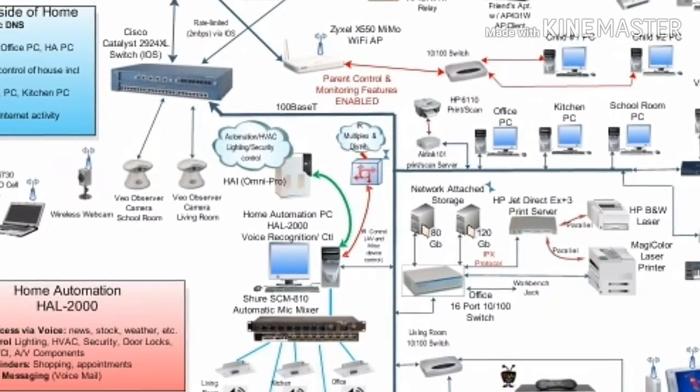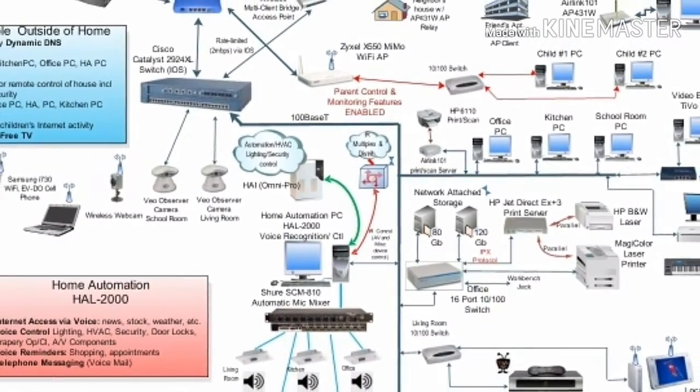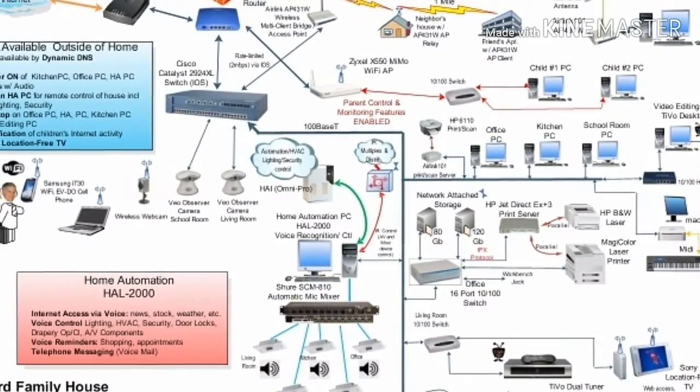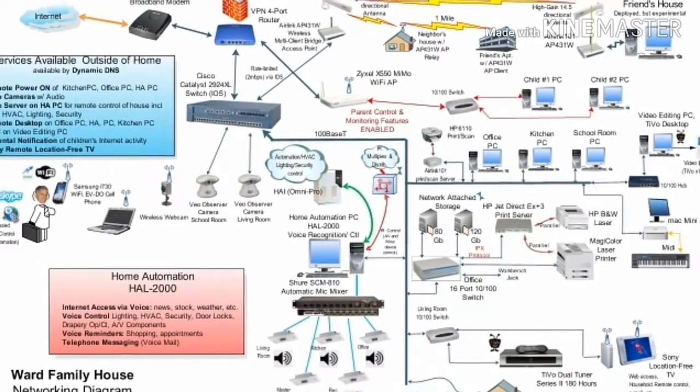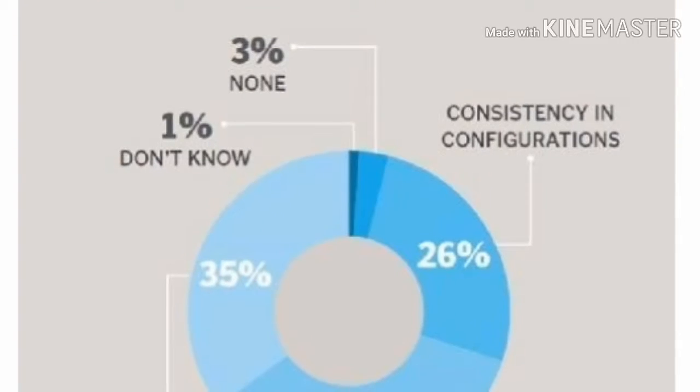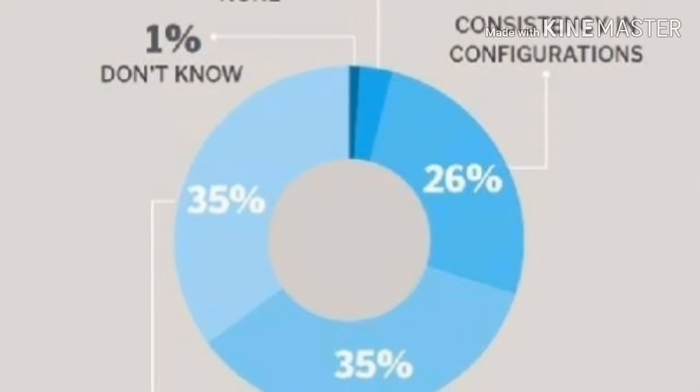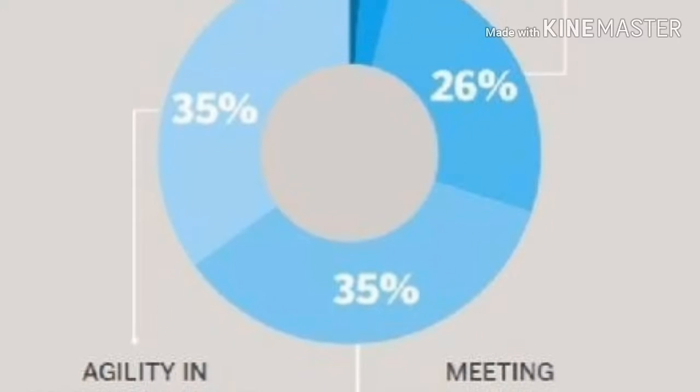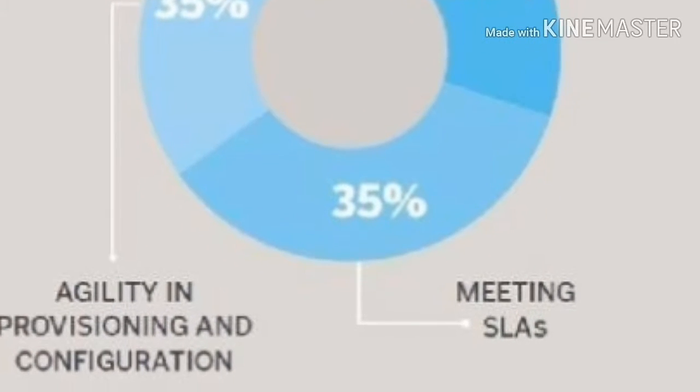The benefits of network automation. What is the most significant benefit that network automation provides? 1% don't know, 3% none. Consistency in configurations.